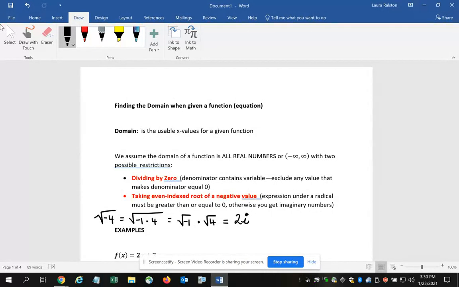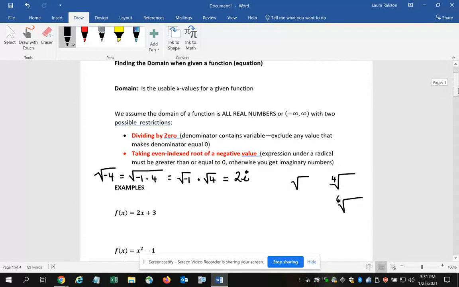Now, what we mean by an even indexed root, again, is like a square root or a fourth root or a sixth root. Now, if you have something like, for example, the cube root of, say, negative 8, we can find that. The index 3 is odd, so that would be negative 2, because negative 2 raised to the third power would give you negative 8. So you only have to worry about it if it's an even indexed root.